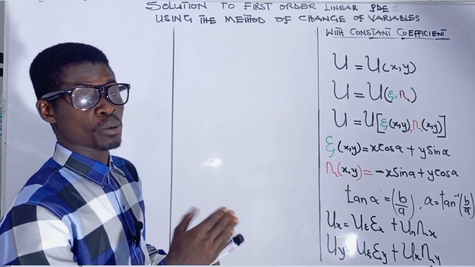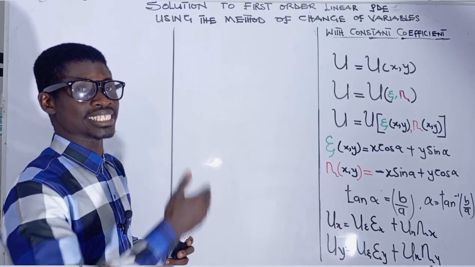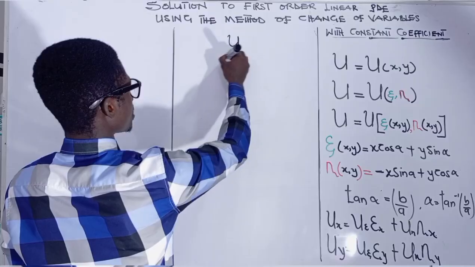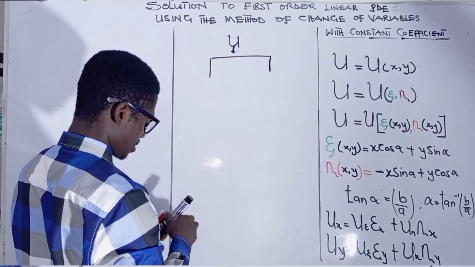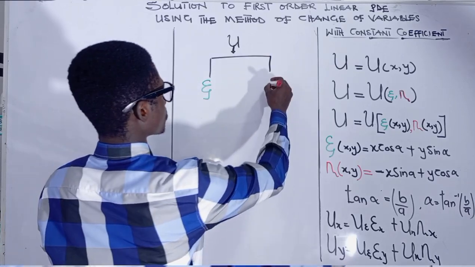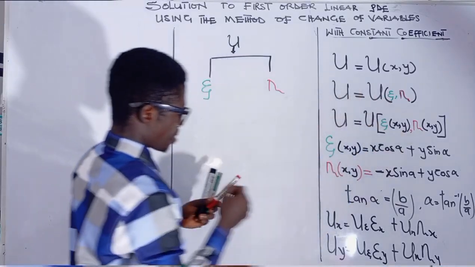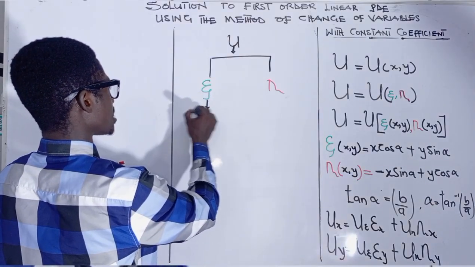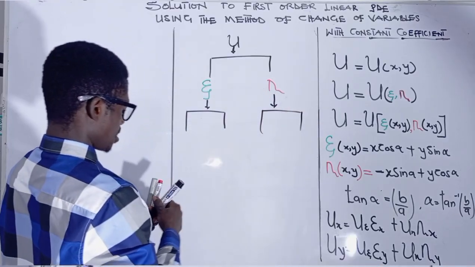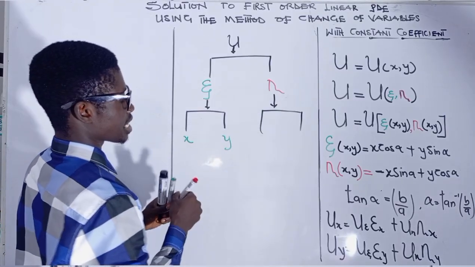So we are saying that the dependent variable u is a function of xi and eta. Or the function u, the unknown function u, is in terms of xi and eta. So this is our unknown function u, and it is in terms of xi and eta. And this xi and eta are also expressed in terms of x and y. So it means that xi is also expressed in terms of x and y, and then eta is also expressed in terms of x and y. Let me use the red ink for that.